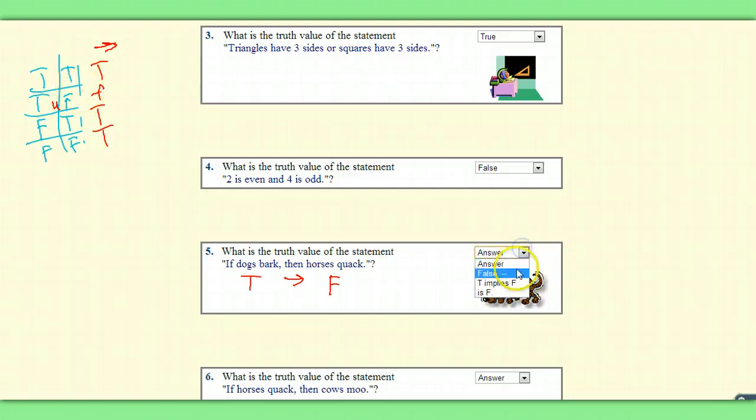Let's see if we're right. False. And the little T implies F is false. That's the implies. That's what they talk about here. We're going to go to one more question, and then you guys can take your quiz.